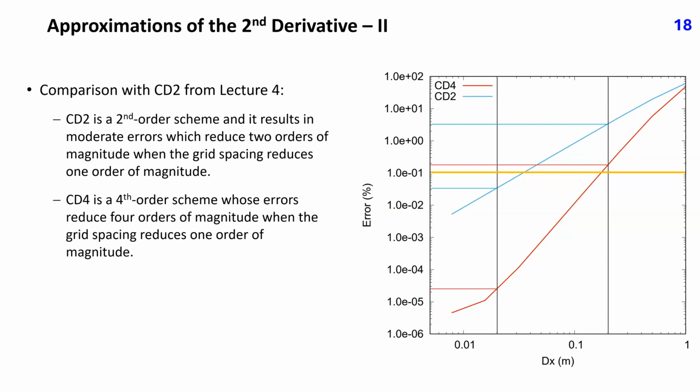If we aim to reduce the discretization error below, say, 0.1%, with CD4 we reach the goal with a grid spacing slightly larger than 0.1 meters, while with CD2 we need grid spacing of around 0.03 meters. When we consider grid requirements for a three-dimensional flow simulation, this means that CD2 would require 3 times more grid nodes in each direction than CD4.